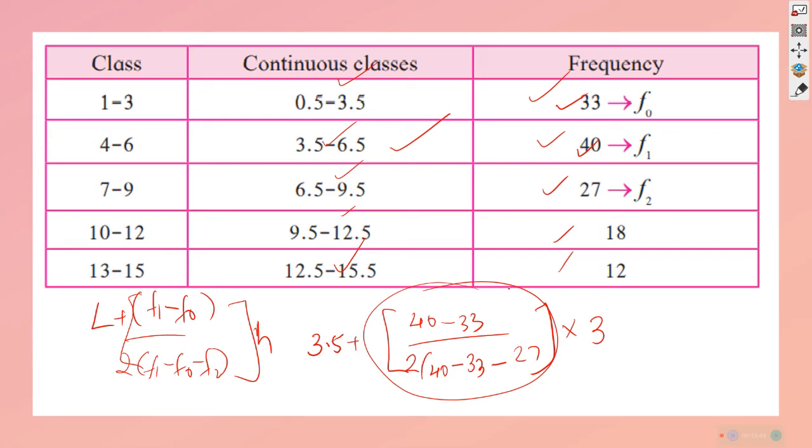When we solve this, we get an answer which is equal to 3.5 plus 7 upon 80 minus 60 into 3. From that, we will conclude that 3.5 plus the whole thing can be converted into 80 minus 60 with 7 up and 3 outside. It can be summarized as 21 upon 20, which on calculation we get 4.55.